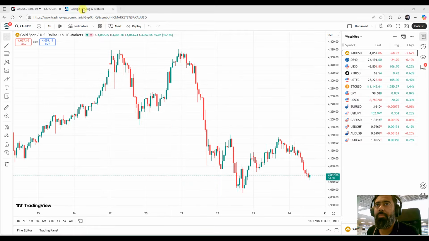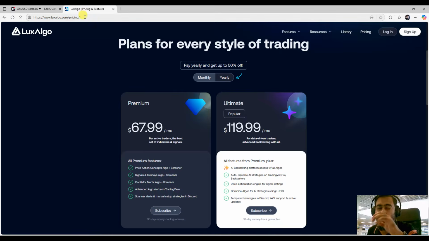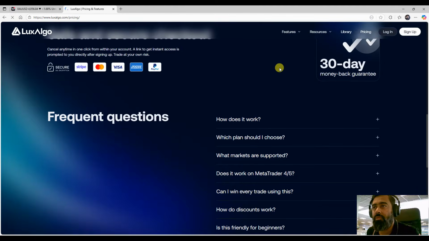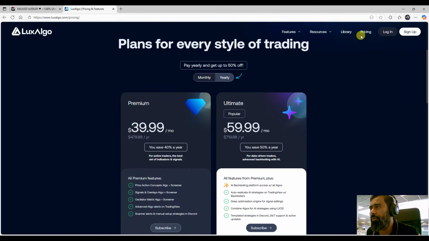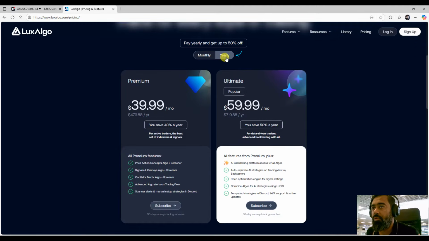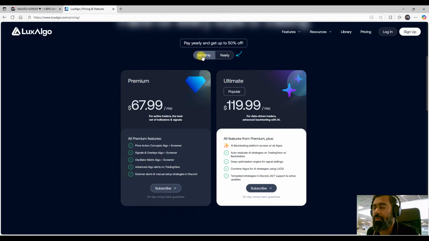We will be clicking over here and we will open the website for Lux Algo. Once we open the website, we can see over here that there are plans for every style of trading. This is going to be for yearly. This is $39, but of course it's $479 a year. So I would prefer everybody to go for monthly, because that is the most affordable and most of the people can afford that.